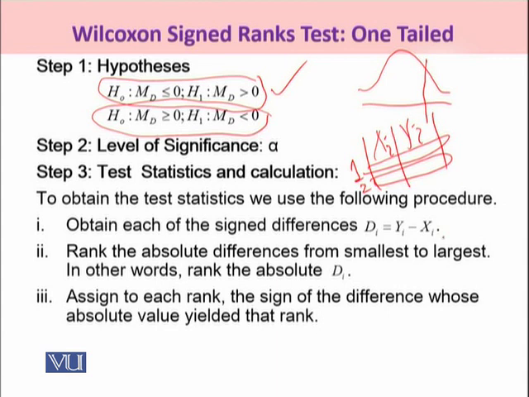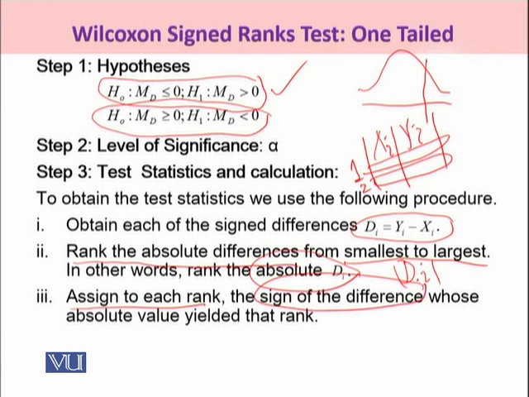The first thing you need to do is to calculate the difference between yi and xi. Then the next step is to rank the absolute differences. That means you will rank the di modulus. How will you rank them? From smallest to the largest observations. In other words, we need to rank the absolute di's. Once we are done with that, then the next step is to assign to each rank the sign of the difference whose absolute value yielded that rank.